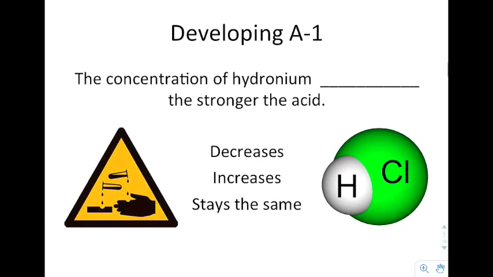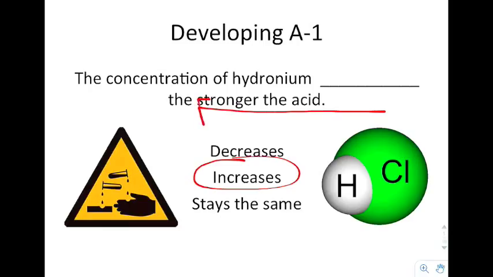Okay, next it says the concentration of hydronium, and the answer is increases the stronger the acid, because as you move down the scale to a pH of 0, you're changing the concentration from 1 times 10 to the minus 5 to 1 times 10 to the 0, which is just 1. So you're increasing as the pH drops. As the concentration of hydronium increases, you have a stronger acid.